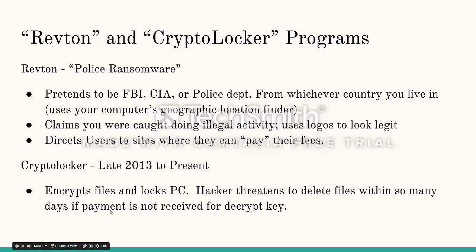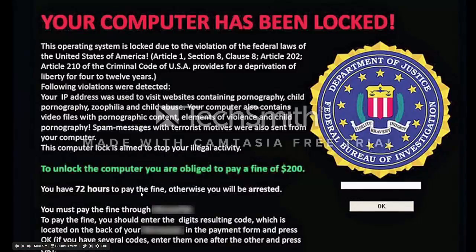And they sometimes have a countdown timer on the screen. So this next picture is an example of what you would see on your computer for the police ransomware. Now it looks pretty legit. I mean, it's got the FBI seal on there. If you read all the things it's talking about, it lists all these articles and sections. Again, your IP address was visiting websites containing pornography, zoophilia, child abuse, whatever. You have 72 hours to pay the fine.